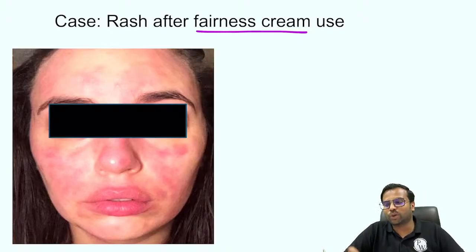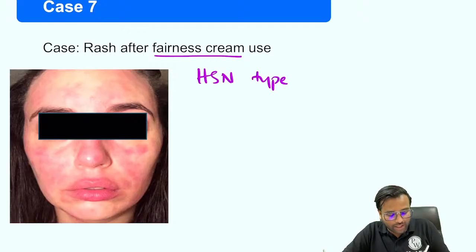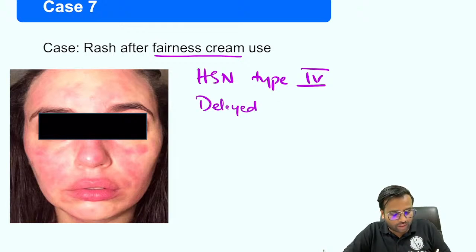Yes, it's a hypersensitivity reaction. But I'll just correct you. This is not type 1 hypersensitivity. So this can be, let me just correct you, it can be hypersensitivity reaction type 4. Type 4 means it is going to be a delayed type of hypersensitivity, isn't it?